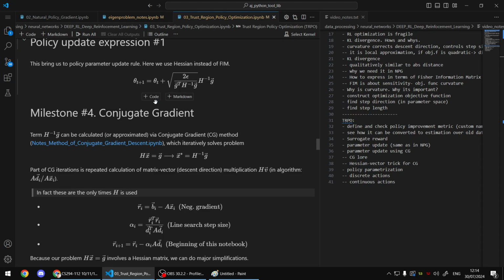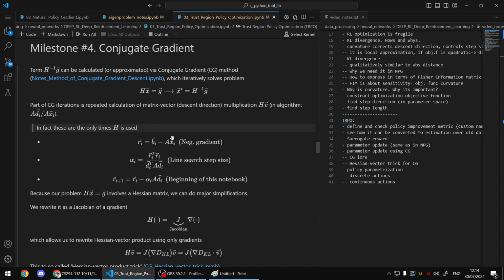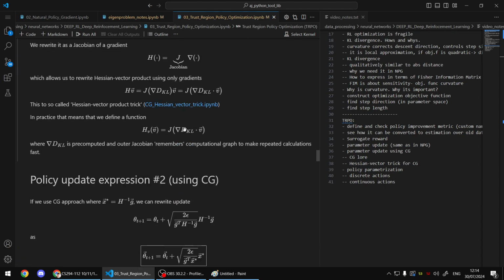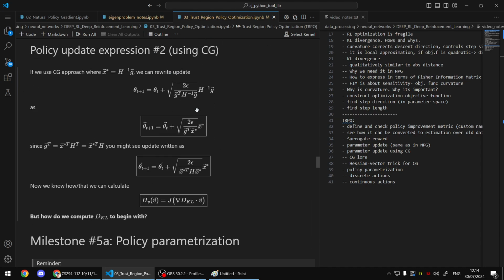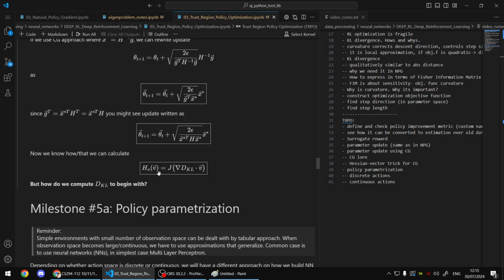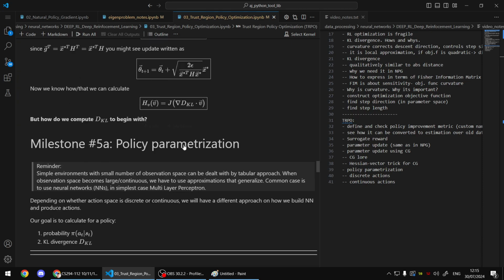Then we will talk about conjugate gradient, and I will go into detail. I will try to explain the idea of how conjugate gradient evolved, and some other tricks which help us reduce the memory consumption when we solve this particular problem where we use the Hessian.